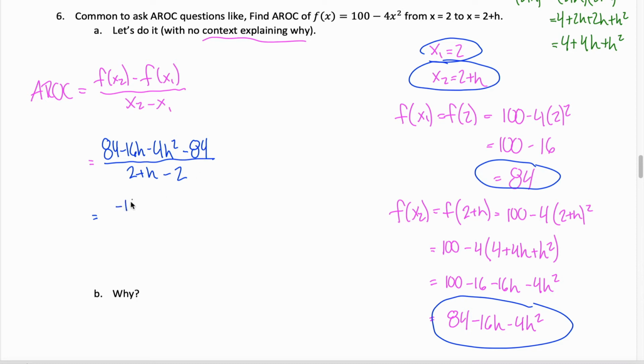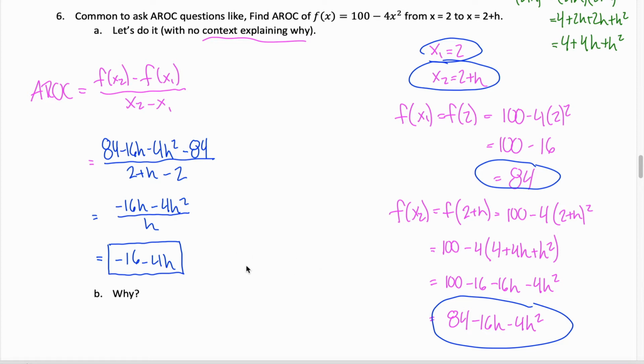So in the numerator, I have negative 16h minus 4h squared. And in the denominator, this 2 and this negative 2 cancel, so I'm left with just an h. Because each term in the numerator has an h in it, and I have an h in the denominator, I can cancel out one of these h's with this h, and what I end up with is negative 16 minus 4h. And that would be the best possible final answer.